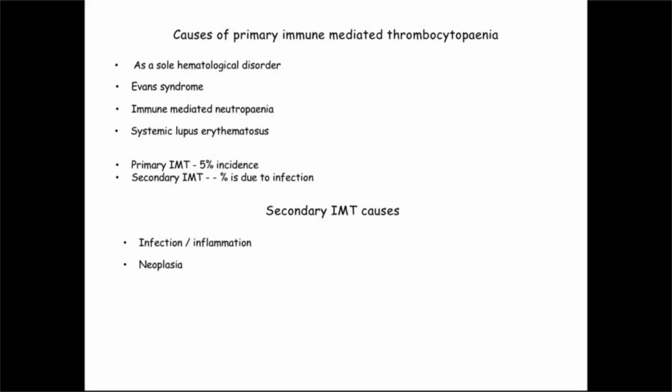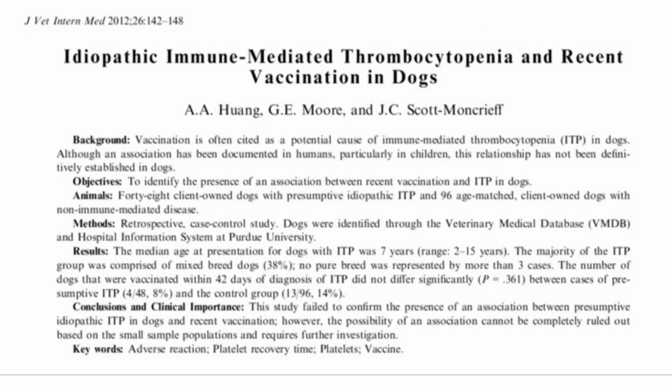This commonly happens in paraneoplastic syndrome. Vaccine-induced thrombocytopenia is also possible. I just found this clinical study from Journal of Veterinary Internal Medicine in 2012. It was conducted by Purdue University. This study failed to demonstrate an association between idiopathic immune-mediated thrombocytopenia with the history of recent vaccination in dogs. But however, it is not completely impossible because this study was conducted only in small population.